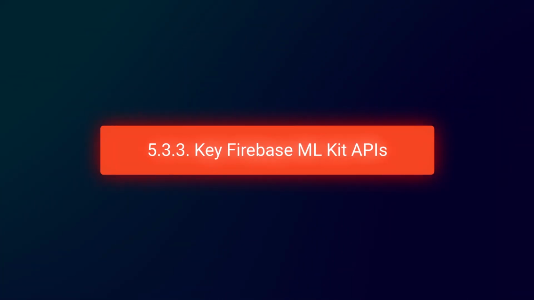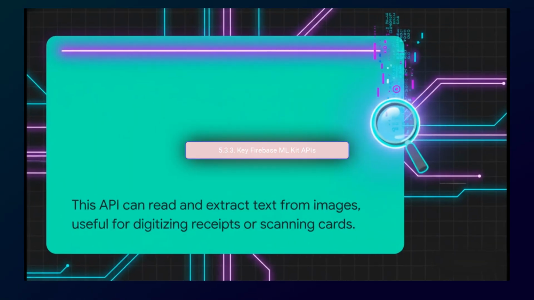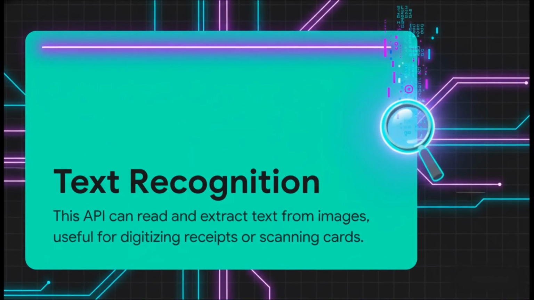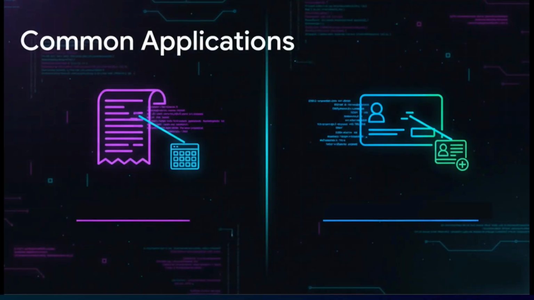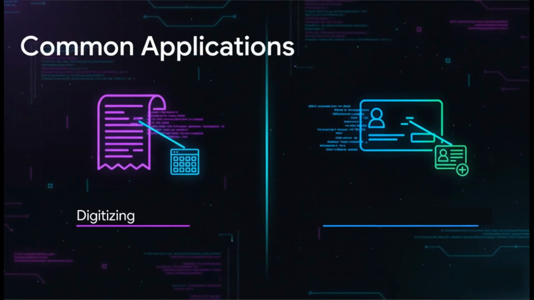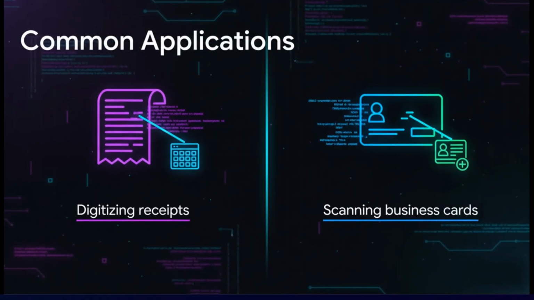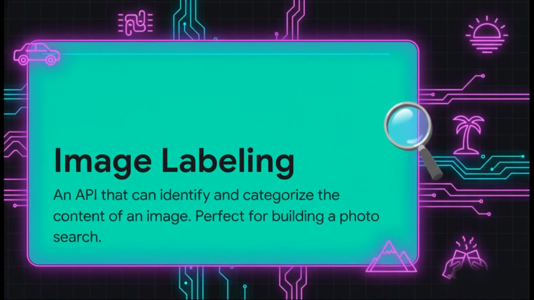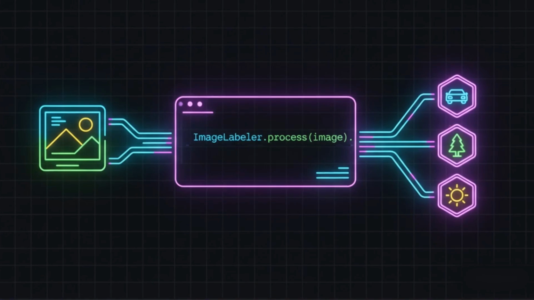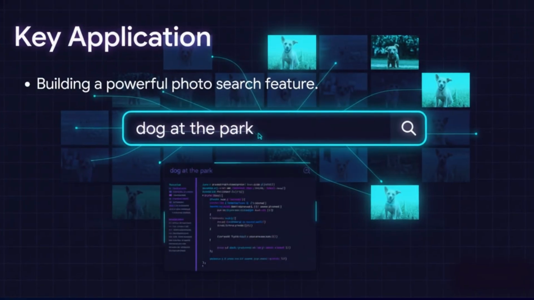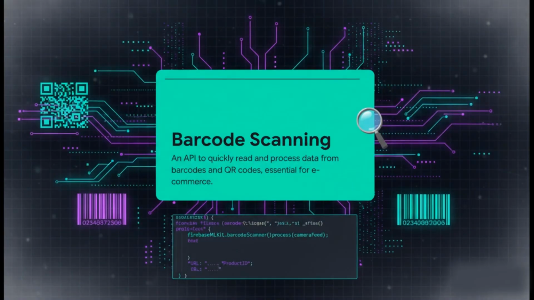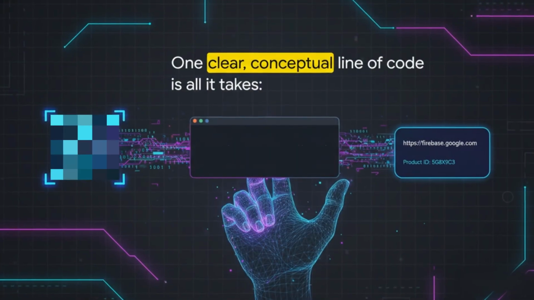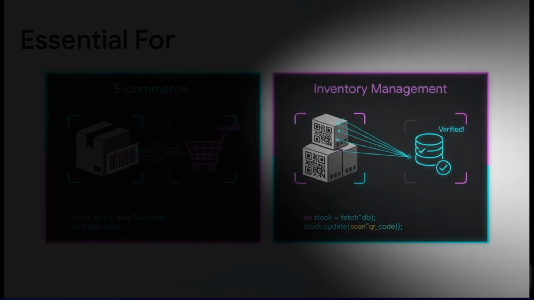Key Firebase Machine Learning Kit APIs and how they can be used to add intelligence to your apps, like text recognition. This API can read and extract text from images, useful for digitalizing receipts or scanning business cards. Image labeling. This API can identify and categorize the content of an image, perfect for building a photo search feature. Barcode scanning. This API can quickly read and process data from barcodes and QR codes, which is essential for e-commerce or inventory management apps.